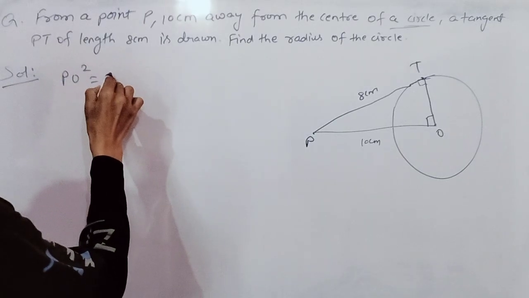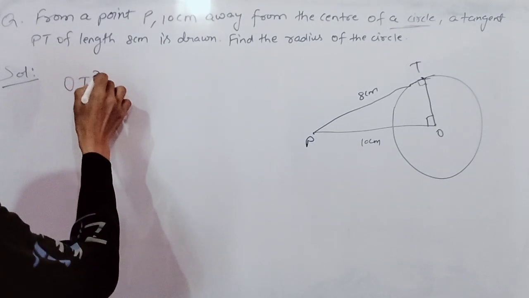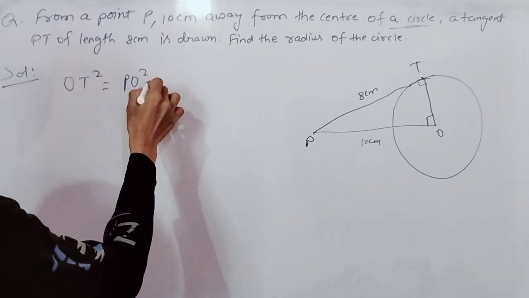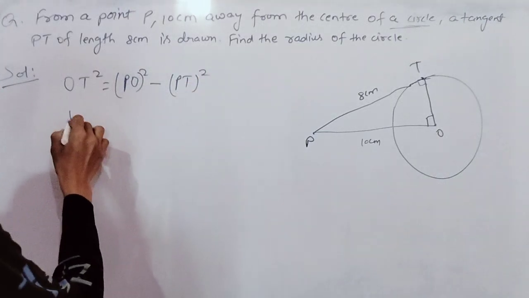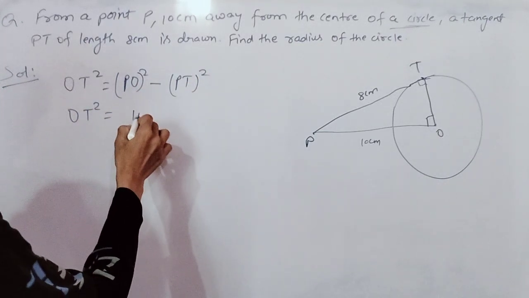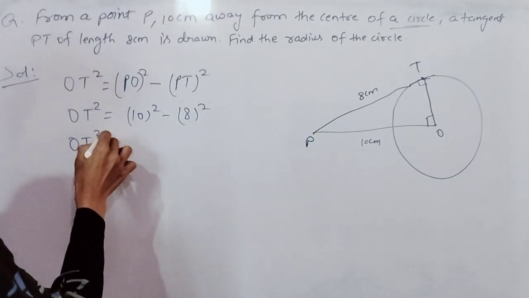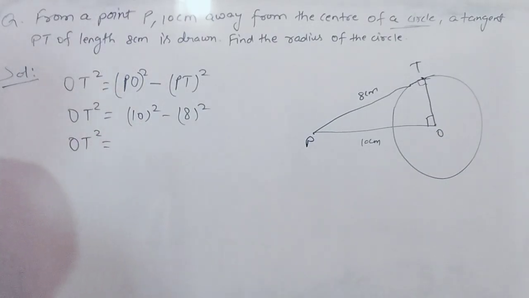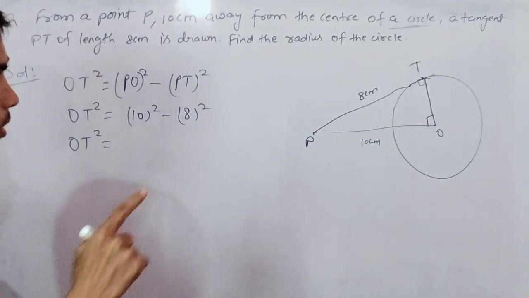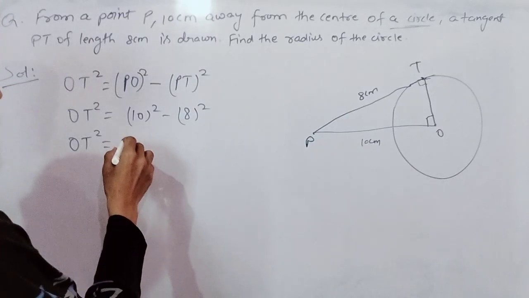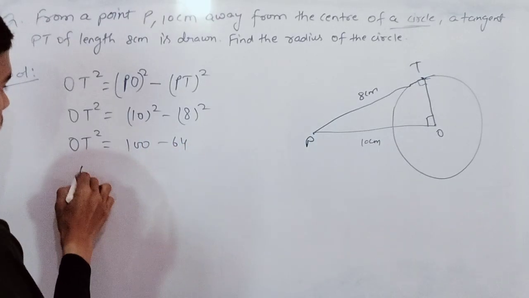PO square. So I think directly I will write OT. To find OT, PO square minus PT square. Clear? PO is 10, PT is 8. OT square. Now from this equation we will get OT, which is the radius of the circle, and this is what the question was asking. 100 minus 64.